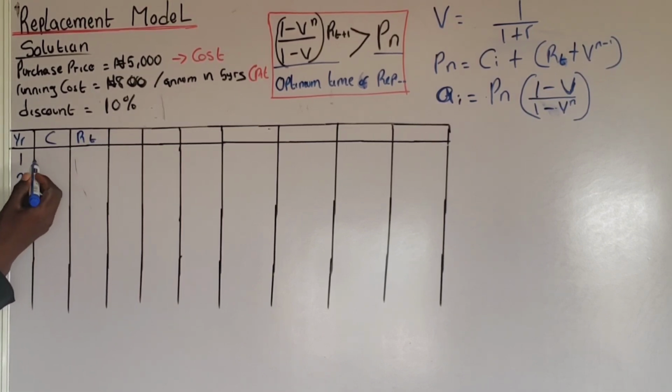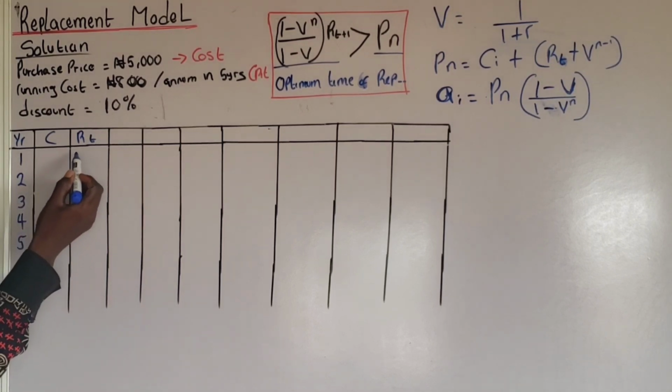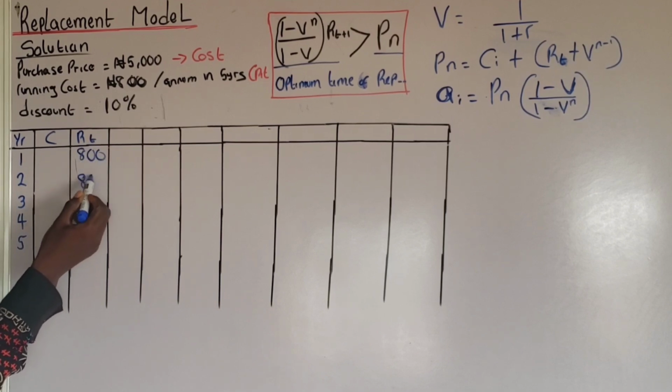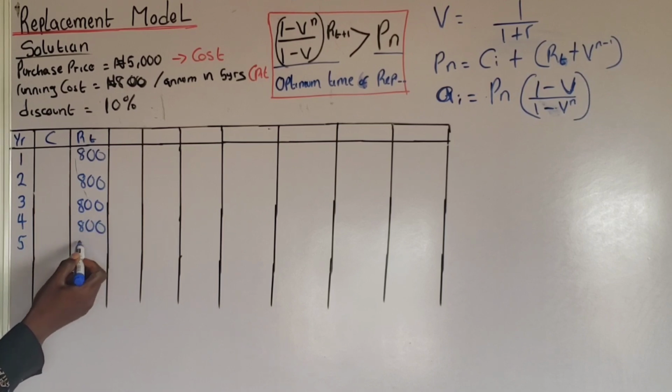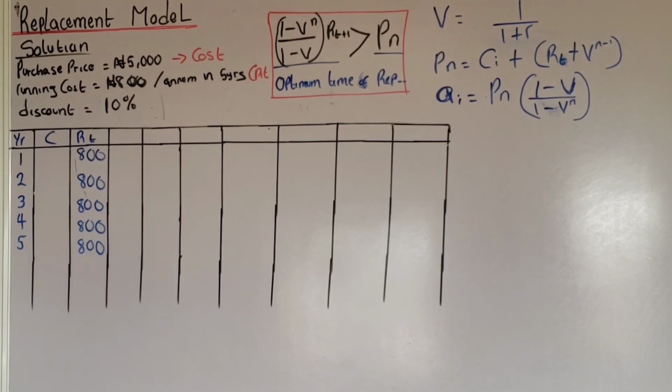Okay, so now for the first 5 years, the question says that the maintenance cost or the running cost is 800 naira per annum for the first 5 years. So the running cost will be 800 naira for the first year, 800 naira for the second year, 800 naira for the third year, 800 naira for the fourth year, 800 naira for the 5th year. If the question says the running cost is 800 naira for the first 10 years, that means we are still going to have 800 naira up to the 10th year. Are you paying attention?